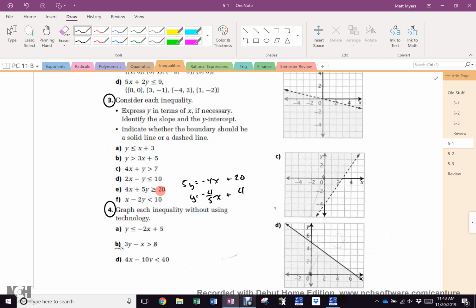You go up to 4, and you go down 4 and out 5. But what did you do that was different than what I just did? You put your slope there, or your y-intercept there. Your slope is 4/5. So you rose negative 4, and you ran positive 5. Then you had 2 dots, and you just connected them. You got it? Okay.